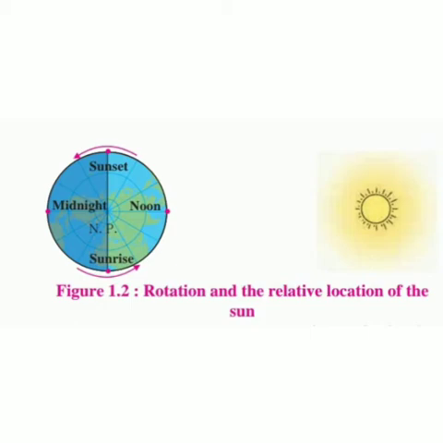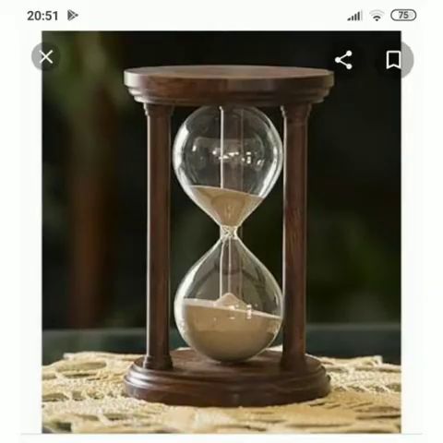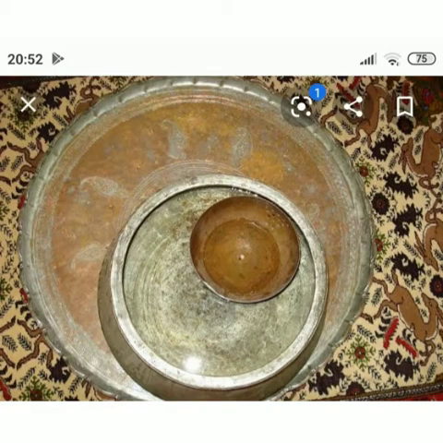We do different activities throughout the day. So we need to decide the time for all our activities like waking up, taking a bath, going to school, playing and going to sleep. In olden days, people used to measure time using an hourglass, a ghatika patra or a water clock. How do we calculate the time?